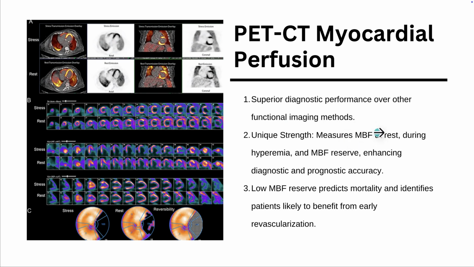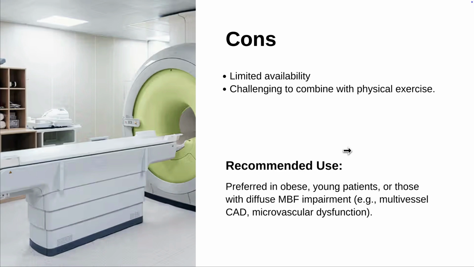And they have a unique strength of measuring myocardial blood flow at rest and during the hyperemia, giving us the myocardial blood flow reserve. Low myocardial blood flow reserve predicts mortality and identifies patients likely to benefit from early revascularization. The limitations of PET-CT are the limited availability, the high cost, and challenges in combining it with physical exercise, which is more physiological. Again, they are useful in patients with moderate or high pretest likelihood of coronary disease, especially if they are obese, young, suspected multivessel disease, or microvascular dysfunction.